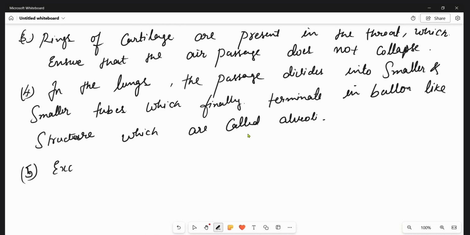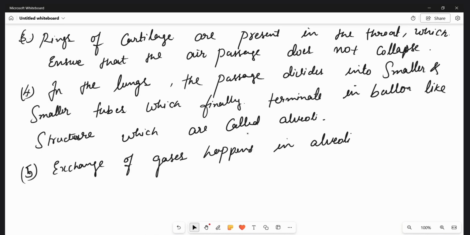Next, exchange of gases. Exchange of gases happens in alveoli. So first, when you breathe in, what happens? The concentration of oxygen will be more outside, so the alveoli will absorb the oxygen and it is passed on to the bloodstream. And when deoxygenated blood is passed on to the lungs, the alveoli will have more carbon dioxide, so it tries to leave out. That is passed out of the body. Exchange of gases happens in the alveoli.